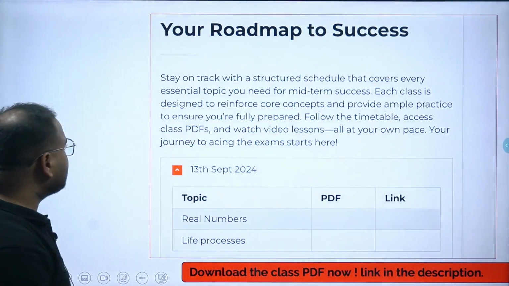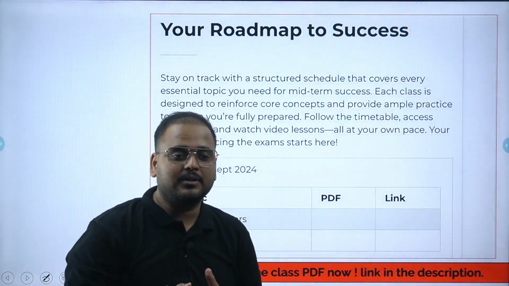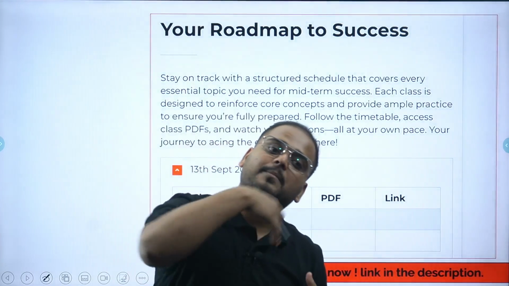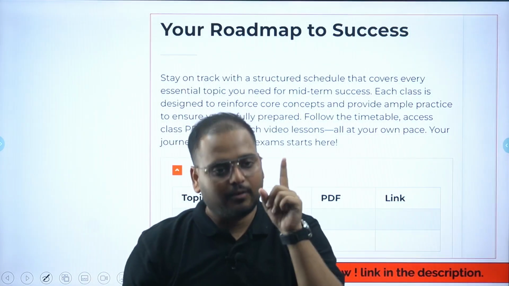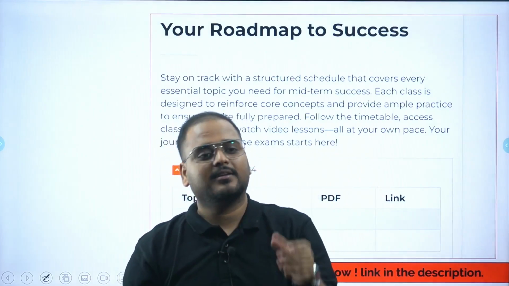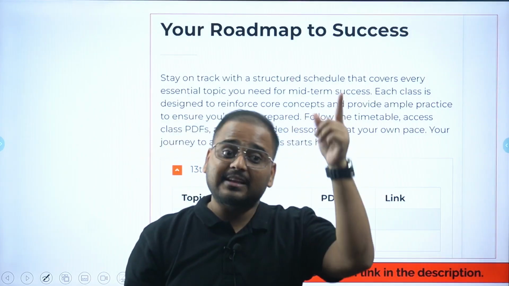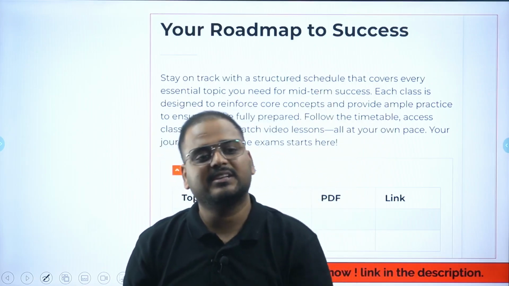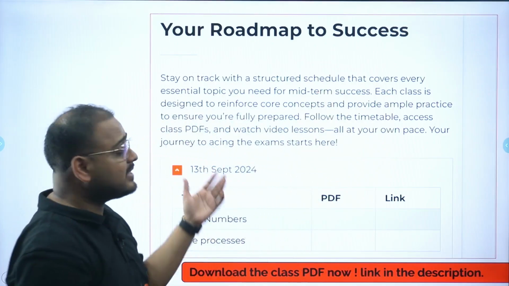So what is substitution method? From the first equation, find the value of one variable, put it back in the second equation, simplify, one variable you will get, solve it, you'll get the value, put it back in the x or whatever variable you have taken there, you'll get the second variable also. Okay guys, this is important.